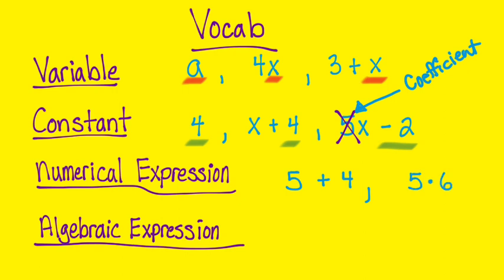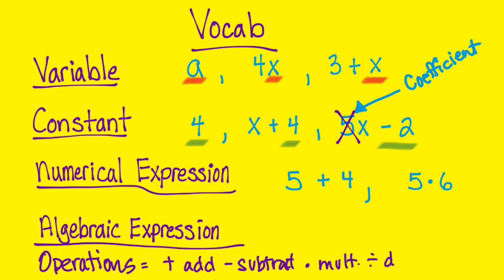Numerical expressions are just an operation with two numbers involved there. At least two numbers, it could be more. So 5 plus 4, 5 times 6. And operations are adding, subtracting, multiplying, dividing. Of course, there's more to it. You can do exponentials and all that, but we'll get to that more later.